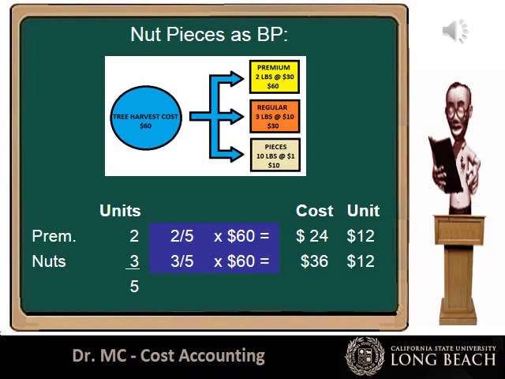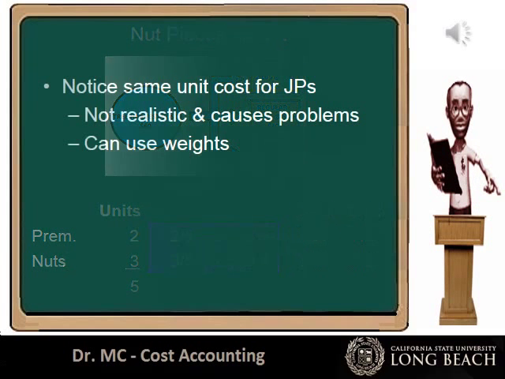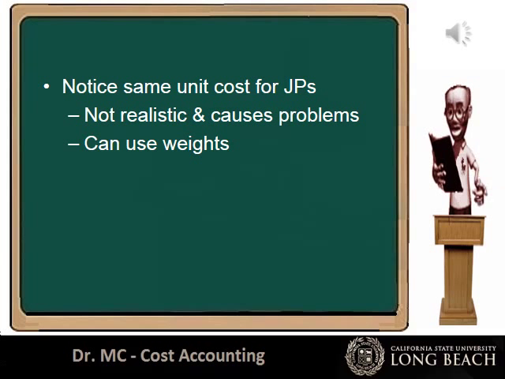The firm would also divide the regular nuts 3 pounds by the 5 total pounds and then multiply that fraction by the $60 of joint costs in order to calculate that the regular nuts should be allocated $36 of the joint costs. This works out to be $12 a pound. As noted earlier, the physical units method always produces the same cost per unit.